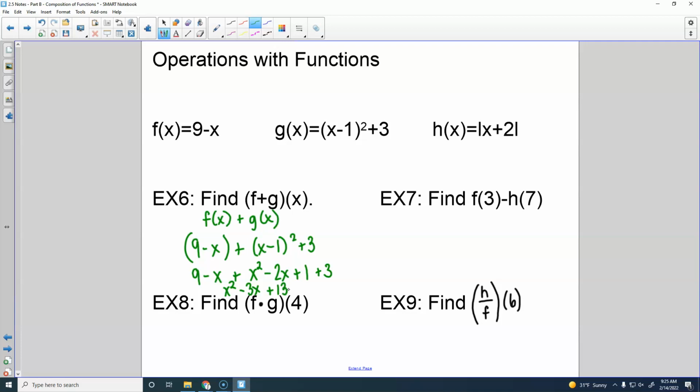Example 7, we've got f of 3 minus h of 7. So we just have to find f of 3, which would be 9 minus 3, keep some parentheses around that, minus h of 7, which is going to be the absolute value of 7 plus 2. So 9 minus 3 is going to be 6. The absolute value of 7 plus 2 is just going to give you 9. 6 minus 9 is going to give you negative 3.